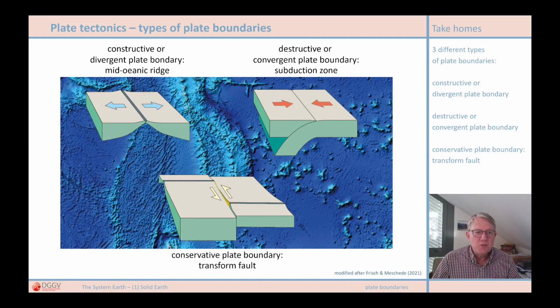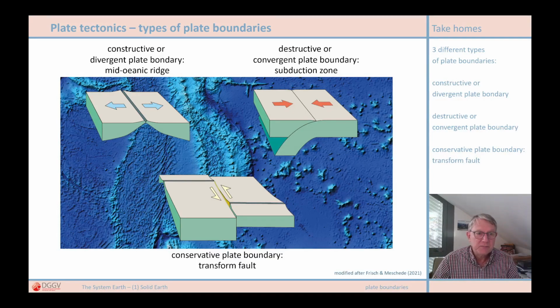When two plates move towards each other, it is called a converging or destructive plate boundary. One plate is subducted beneath the other, and a subduction zone is created in which oceanic lithosphere dives into the mantle. It is dissolved and destroyed, hence the term destructive plate boundary.